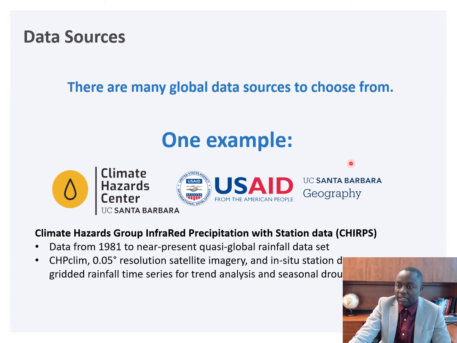There are many global data sources which we can use to do climate risk assessments in the Nile Basin. One example is the USA data portal, and the Climate Hazards Center at University of California, Santa Barbara has produced this very nice gridded data set called CHIRPS, which is global and can be used for climate risk assessments.